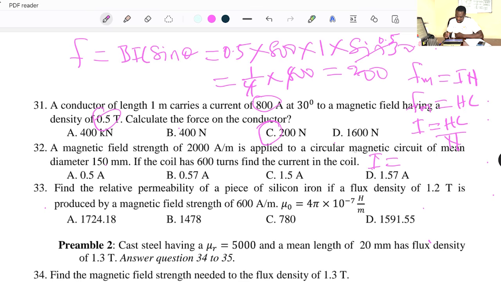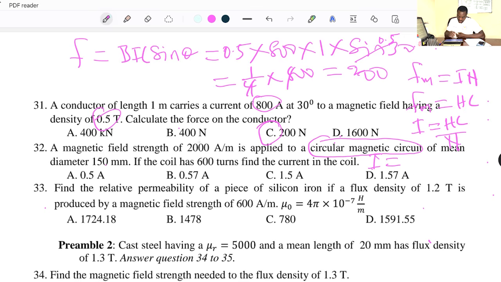Then we have been told this is a circular magnetic circuit. What that means is that, since it's circular, the length of the magnetic flux path is going to be equal to pi d, meaning the circumference of the circle. So we have this, we can start doing replacement.